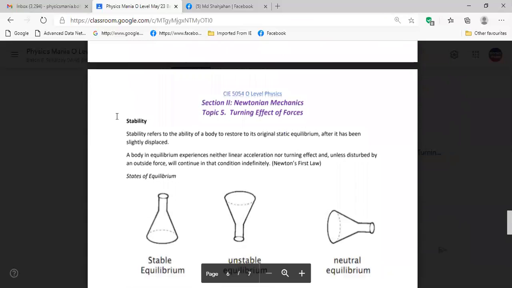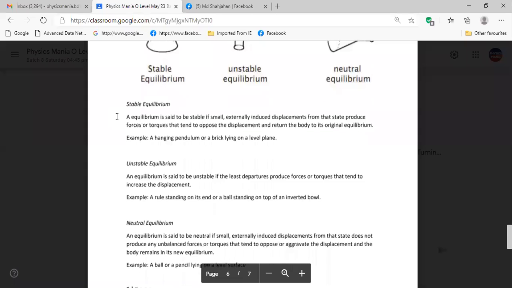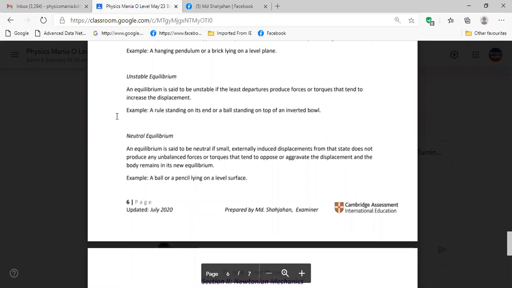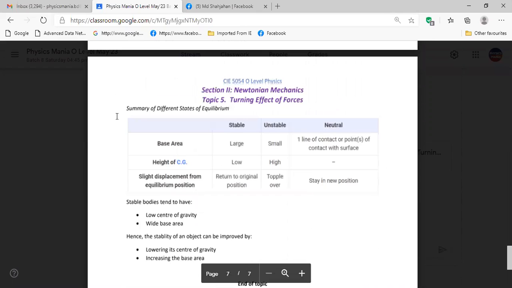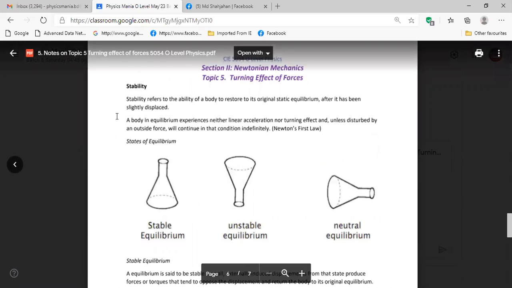Then stability. Stability refers to the ability of a body to restore to its original static equilibrium after it has been slightly displaced. A body in equilibrium experiences neither linear acceleration nor turning effect, and unless disturbed by an outside force, will continue in that condition indefinitely. Look here, we have stable, unstable, and neutral equilibrium, and some more discussions here. This stability part we will discuss in more detail in the next class.